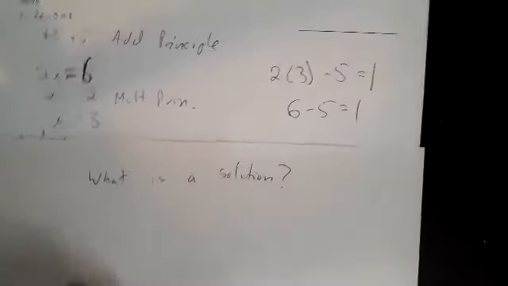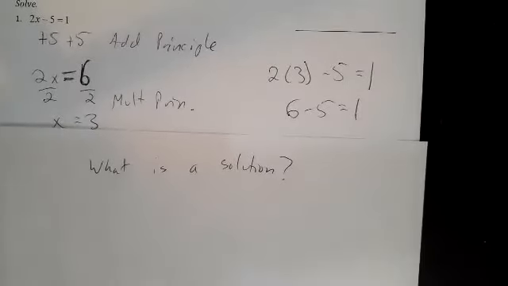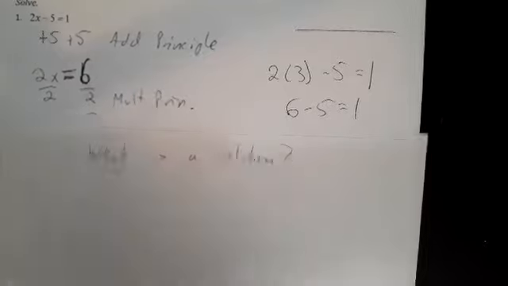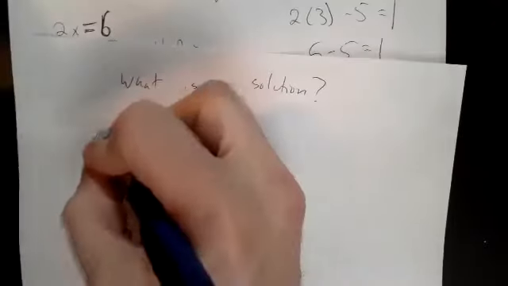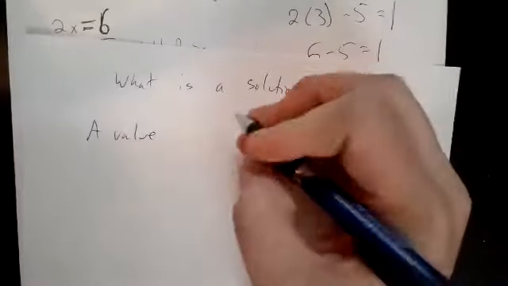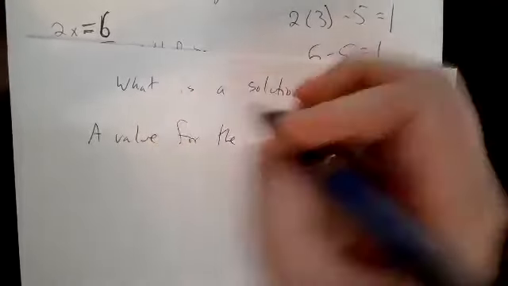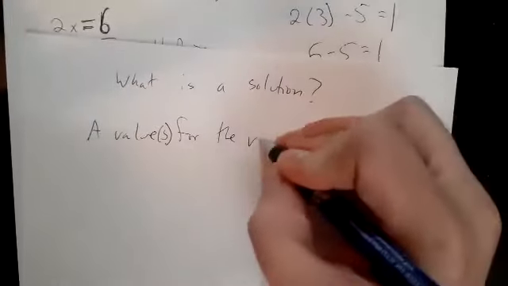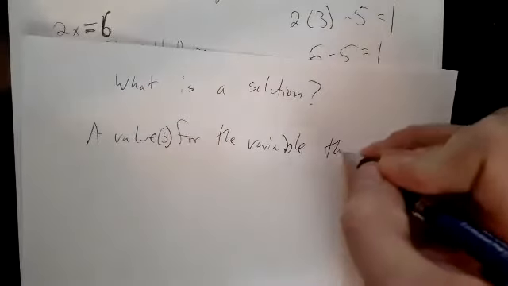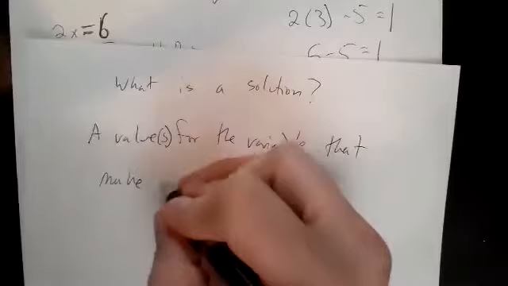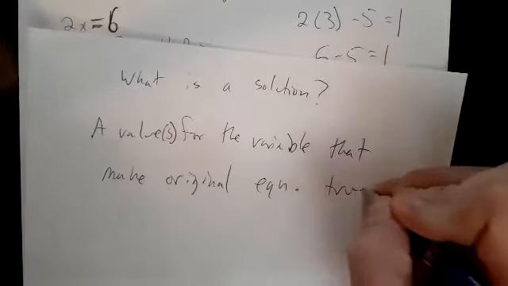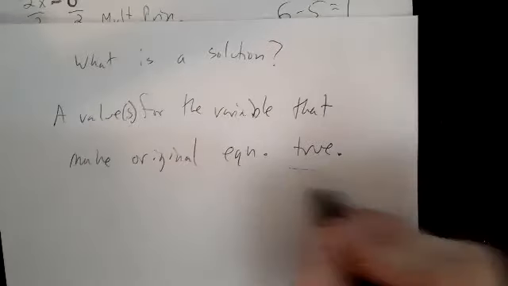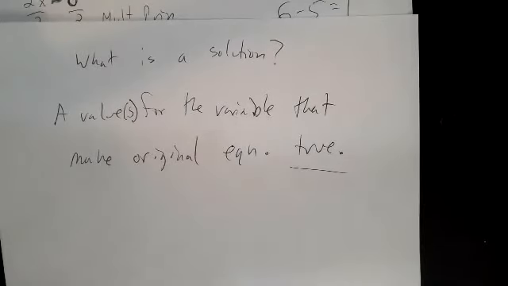So in essence, what we're looking for in math is that we're searching for a certain truth. And so we're seeking truth is what we're doing. And that's the way that I would look at a solution. It is something that makes the original statement true. So it is a value for the variable, or it could be multiple values, that make the original equation true. Keyword here being it's going to make it true.